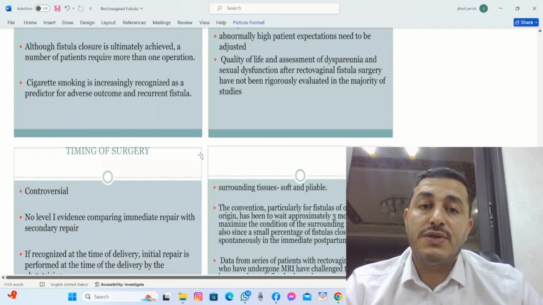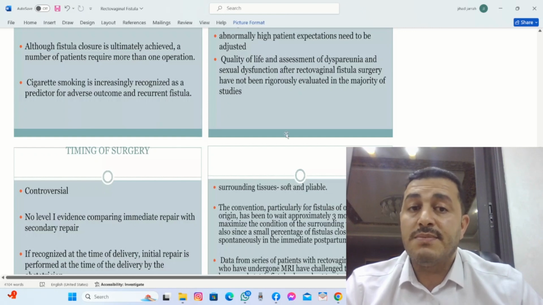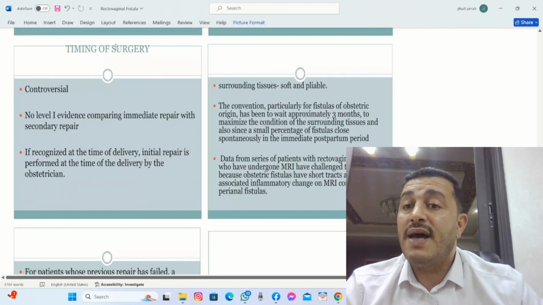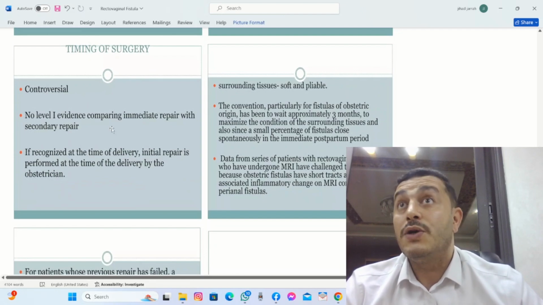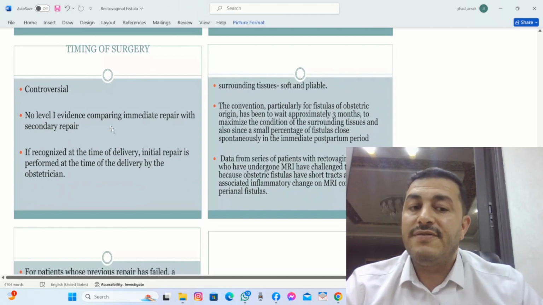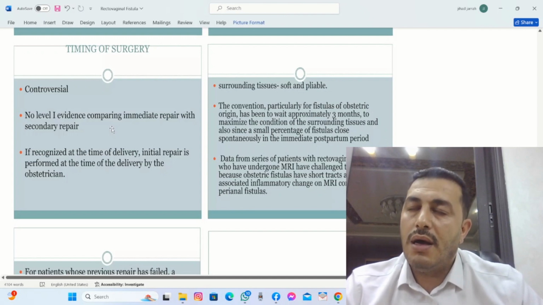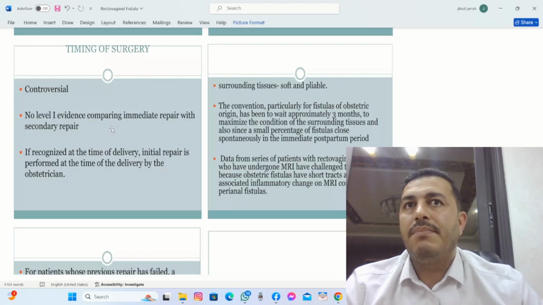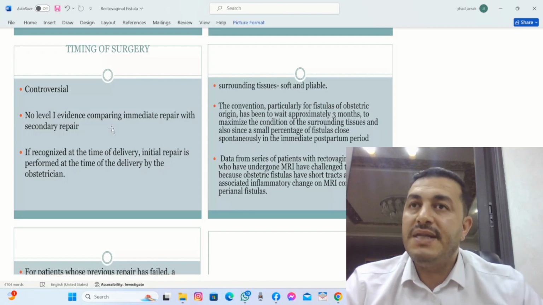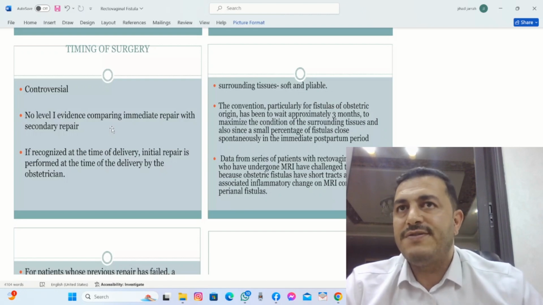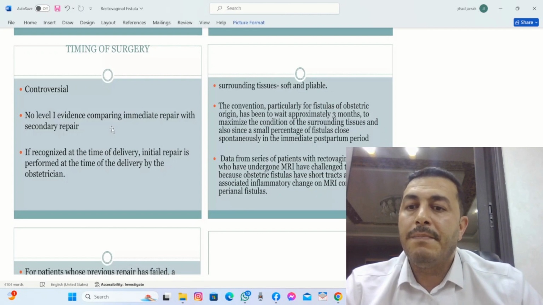Cigarette smoking should be stopped. Quality of life assessment, including dyspareunia, should be discussed with the patient. Timing of surgery is controversial. We said if detected, for example, during delivery, immediate repair if available, if surgeon experience permits.